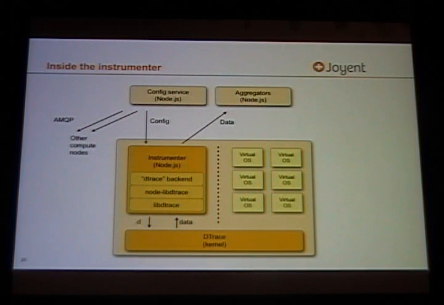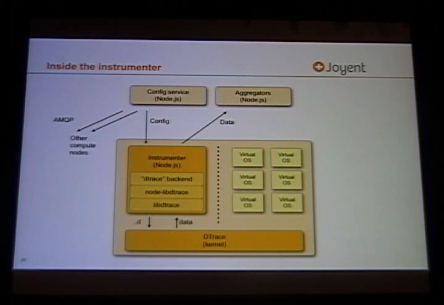Now I want to take a deeper dive inside the instrumenter component, which is the heart of this whole system. The diagram here is kind of a slightly transformed version of the OS level virtualization one I had before. We have DTrace in the kernel at the bottom of the stack. We have the instrumenter component on the left in what is called the global zone. And then we have a bunch of virtual OS instances. At the top, we have the config service we just talked about and the aggregators.